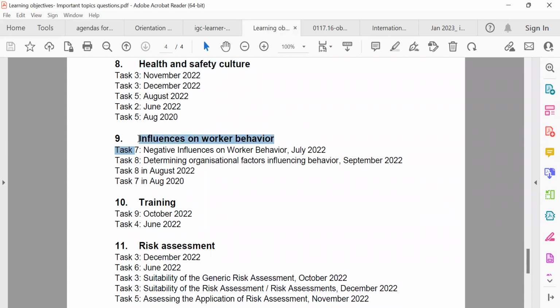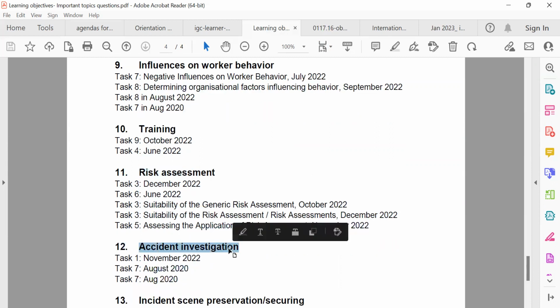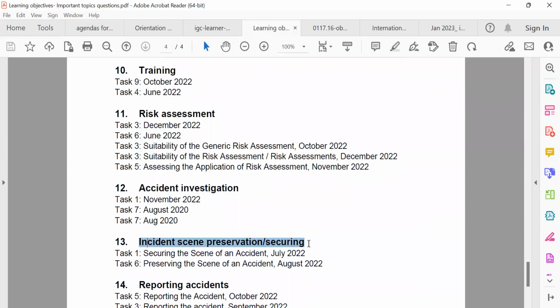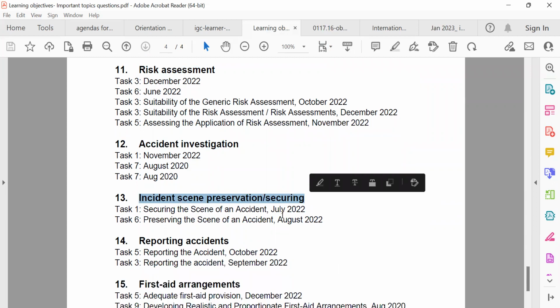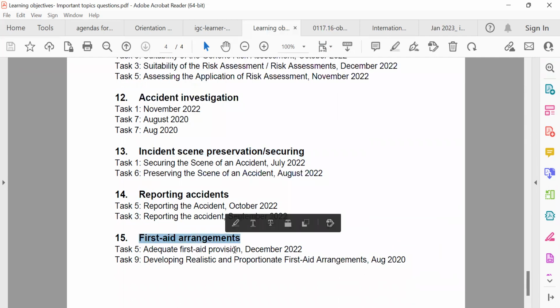Influence of workers' behavior, individual human factors or organizational factors and such, sometimes job factors which influence workers' behavior. Training, risk assessment, accident investigation, incident scene preservation or securing the scene, reporting accidents, first aid arrangements.